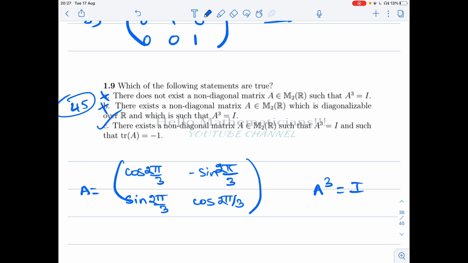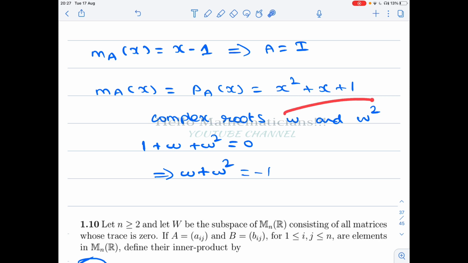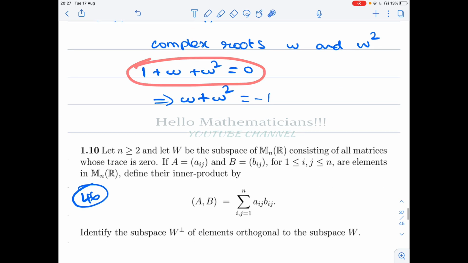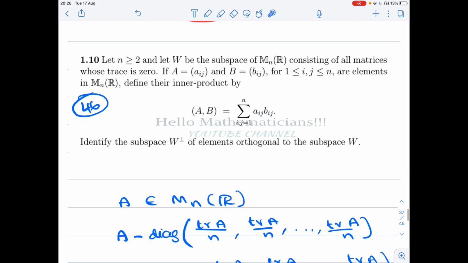So there exists a non-diagonal matrix A belonging to M2(R) with A cube equal to I such that trace of A equal to minus 1. This is actually always true, because we just saw that the eigenvalues are w and w square, and 1 plus w plus w square equal to 0, that's what we saw here. Therefore, w plus w square equal to minus 1. The sum of the eigenvalues is the trace, and w and w square are the eigenvalues. Therefore, their sum is minus 1. Therefore, option C is true. Okay, let's move on to the next problem.